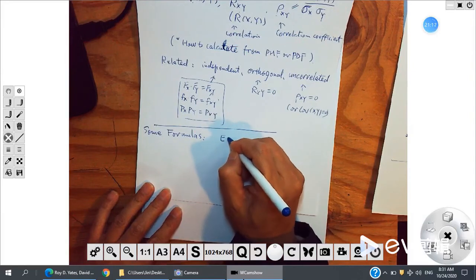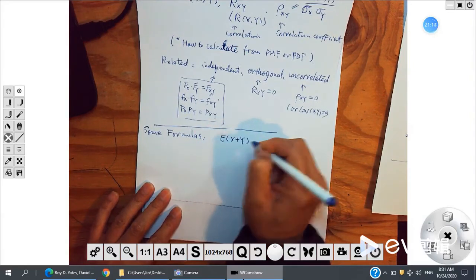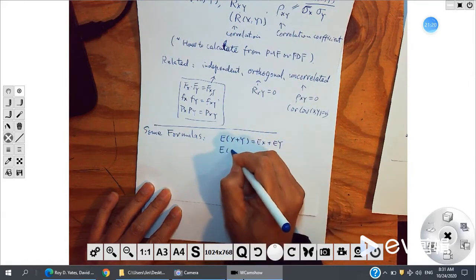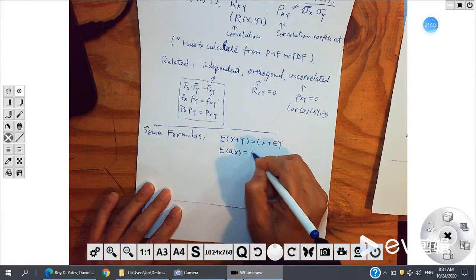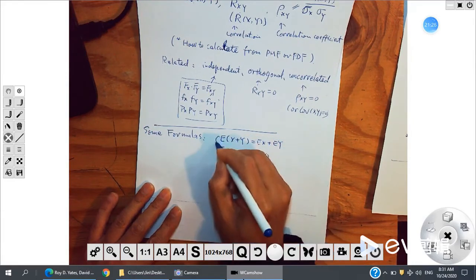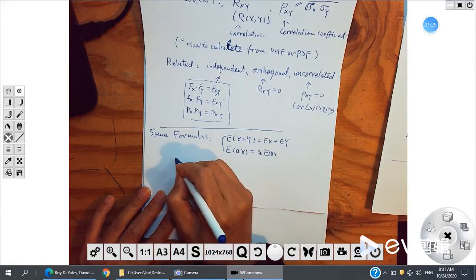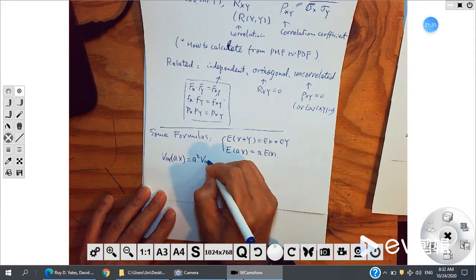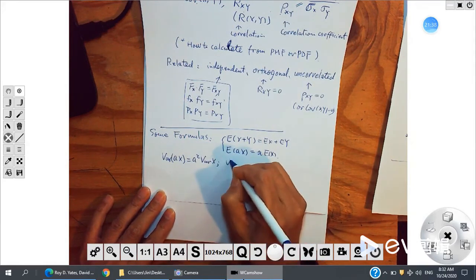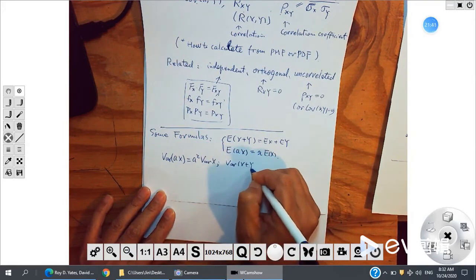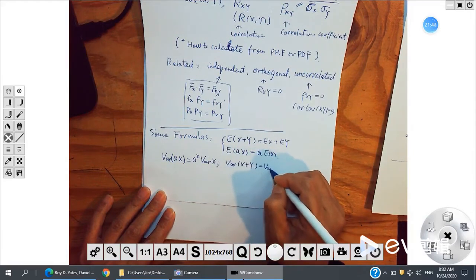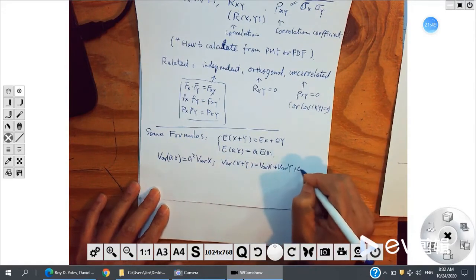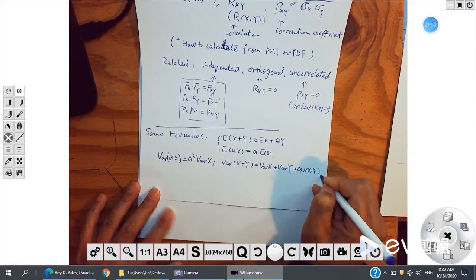For expectation value, E of x plus y equals E x plus E y. E of a x will be a times E x. This is for E. Then for variance, the variance of a x will be a squared times the variance of x. And the variance of x plus y equals the variance of x plus the variance of y plus covariance of x and y.